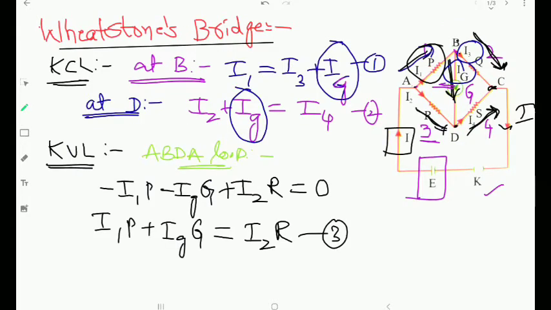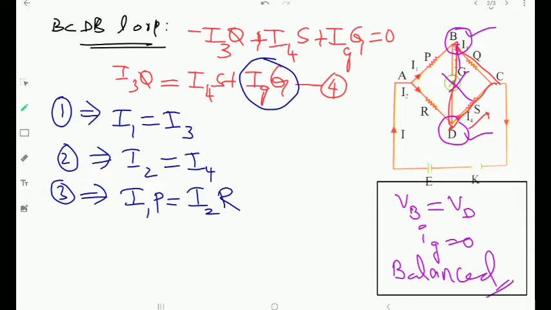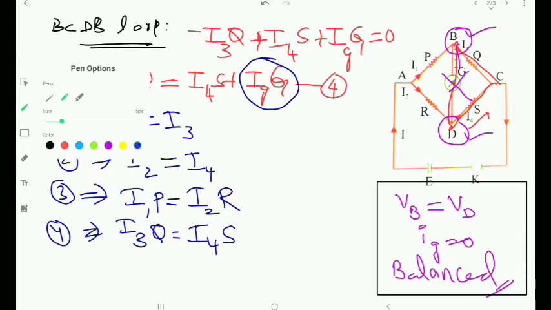And the third equation is modified: the IG value is 0, so the second term becomes 0. Then it becomes I1P equal to I2R. And in the fourth equation, this value becomes 0, so the fourth equation is modified into I3Q equal to I4S. Now divide those equations, I1P equal to I2R and I3Q equal to I4S. Then it is modified like this.